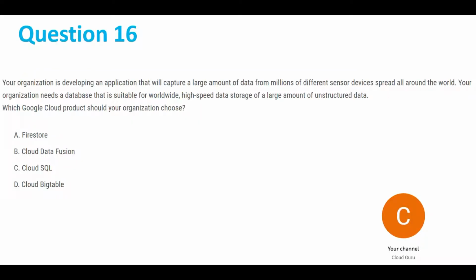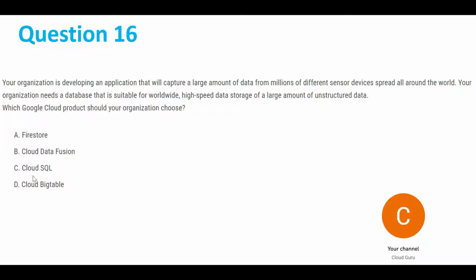Starting with question 16, your organization is developing an application that will capture a large amount of data from millions of different sensor devices spread all around the world. Your organization needs a database that is suitable for worldwide high-speed data storage of large amount of unstructured data. Which Google Cloud product should your organization use? Okay, so the question is asking for a Google Cloud product which can store large amount of unstructured data.